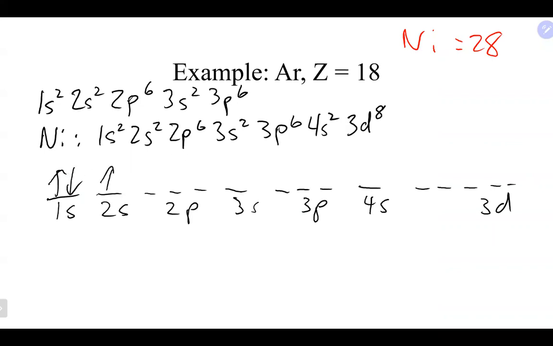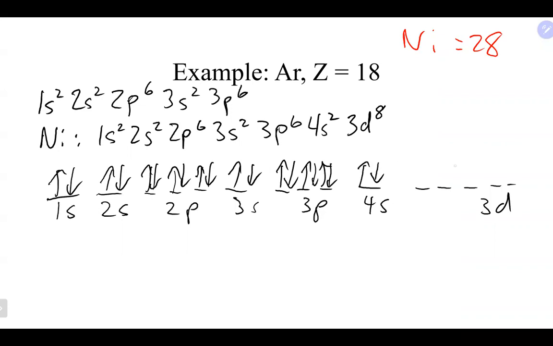1 up, 1 down, 1 up, 1 down, up, up, up, come back and pair, up and pair. Again, in the p, we would go 1 at a time, and then come back and pair. This would go up, this would go down, and then with the d, same thing would happen. We would go up first, so that's 1, 2, 3, 4, 5, 6, 7, and 8. So it looks something like that. Yeah. Other questions on that?